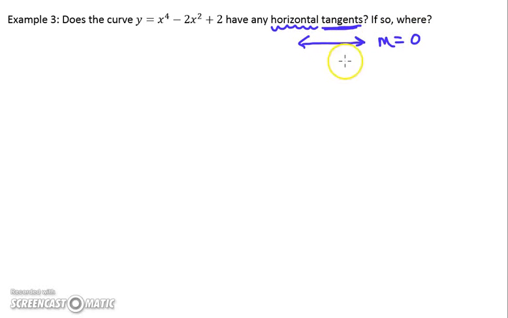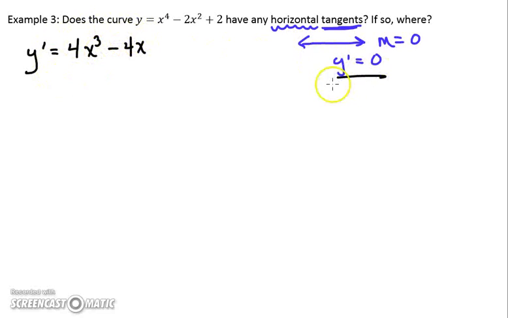So we want to find when the derivative is 0, right? So the derivative tells us the slope. The question wants to know when the slope is 0. So we have to find the derivative, and when is that derivative 0? So we'll start with what's the derivative. So y prime, take your 4, drop it down to the front, decrease by 1, minus, take your 2, drop it down. 2 times 2 is 4. Decrease by 1, that's going to be the first power that we don't have to write. Derivative of a constant is 0. So there is our derivative.